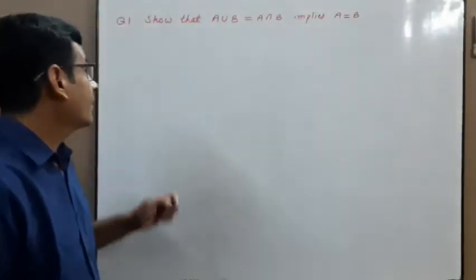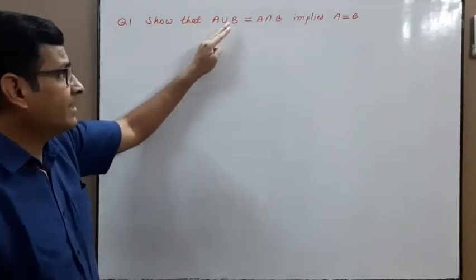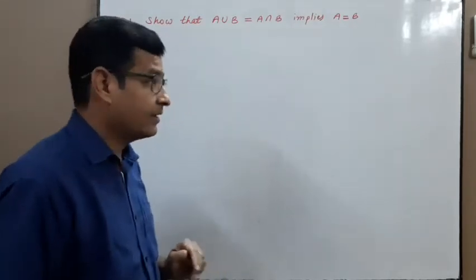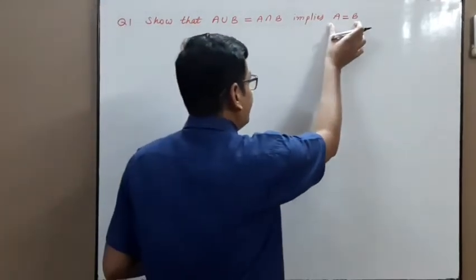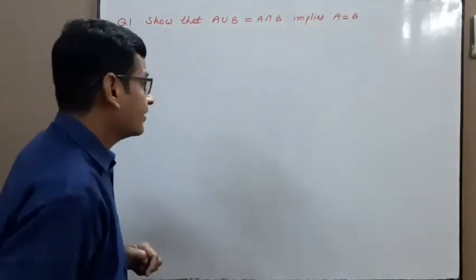Hello students, let's do some extra problems. Problem number 1. Show that A union B equal to A intersection B implies A equal to B. To show A equal to B, we have to show A is subset of B and B is subset of A.